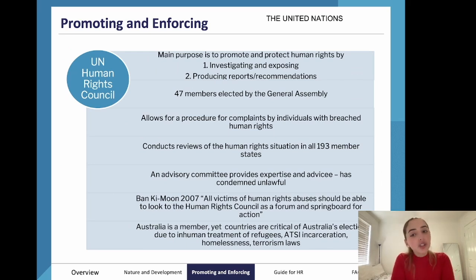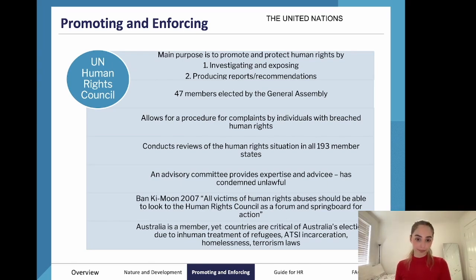Okay, and then we also have the UN Human Rights Council. Its main purpose is to promote and protect human rights by investigating and exposing human rights breaches, and then producing reports and recommendations. So a good example of this is annually it releases reports on retentionist states. What's a retentionist state? A state that still uses capital punishment or the death penalty.